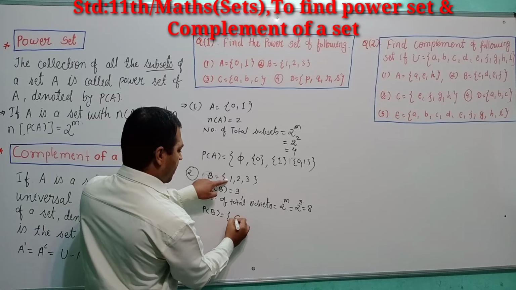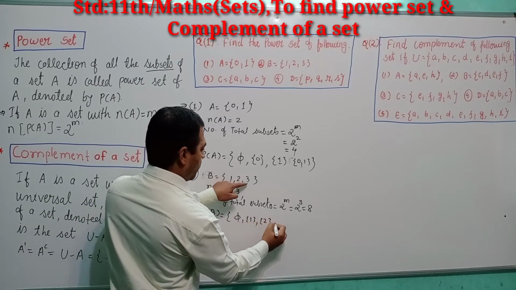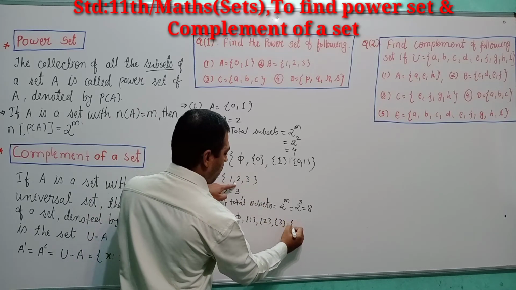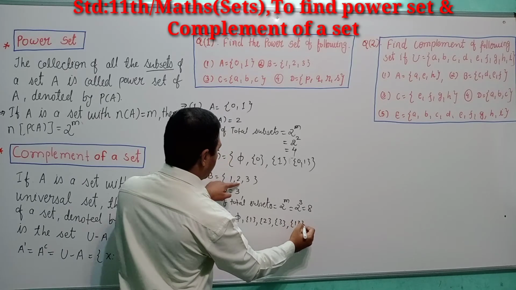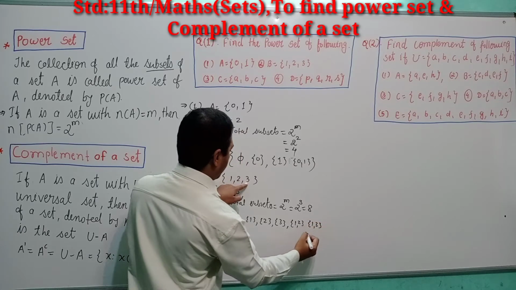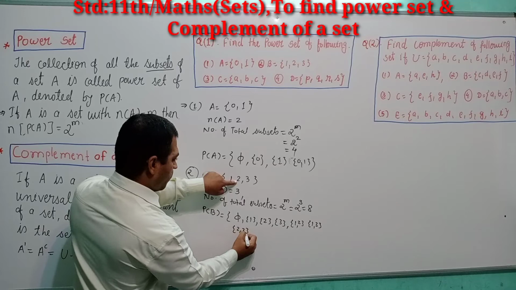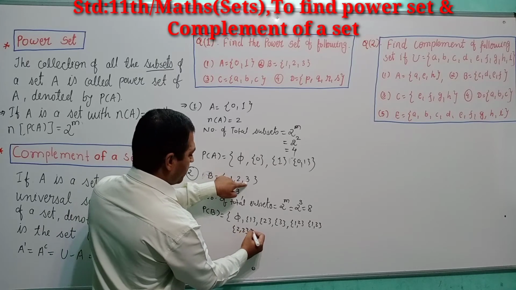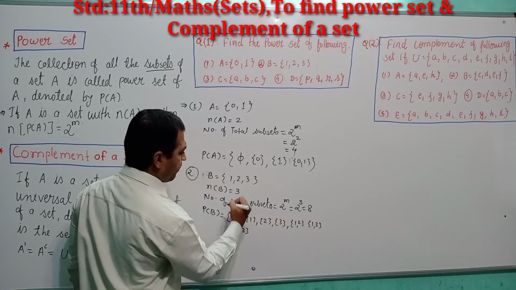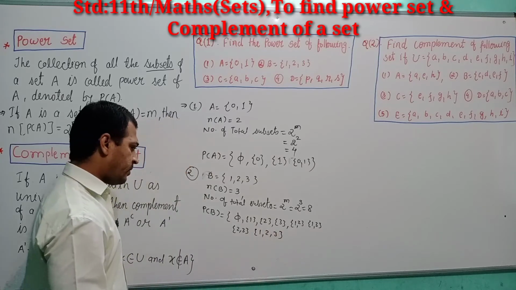First of all write down phi, then {1}, {2}, {3}. Then write down {1, 2}. Then {1, 3}. Then write down {2, 3}. Right, student? So that is 1, 2, 3, 4, 5, 6, 7, and finally write down {1, 2, 3}. Okay, student?